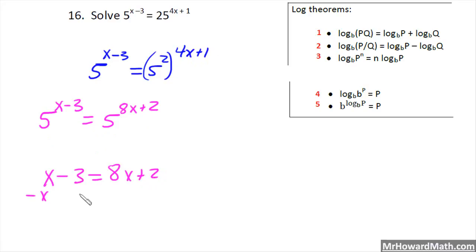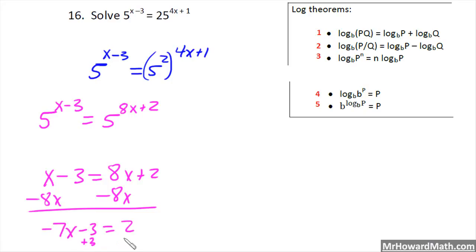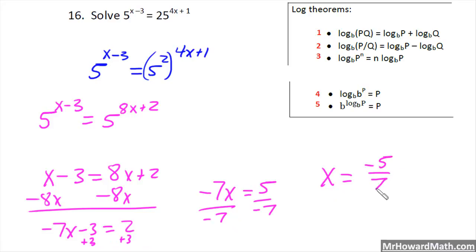So we'll subtract 8x here, subtract 8x here, that gives us negative 7x, subtract 3 equals 2. We'll add the 3 there, and we get negative 7x equals 5, divide by negative 7, and we're done. X equals negative 5 over 7. So that would be the answer to number 16.